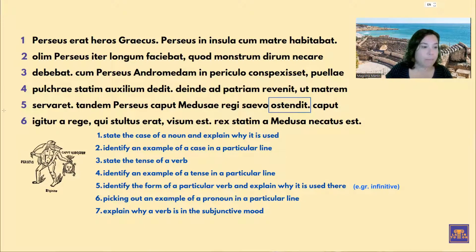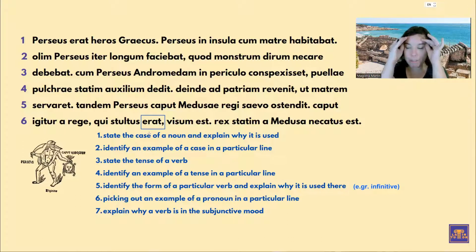Another example, to make it a little bit more difficult, they might ask you for a verb in the imperfect in line 6. Here, the only possible option is erat. Don't think that because they say imperfect, you need to go and look for the ba. Yes, 90% of the time it will be a ba, but it could be the verb to be, like this one here. So bear that in mind, yeah?